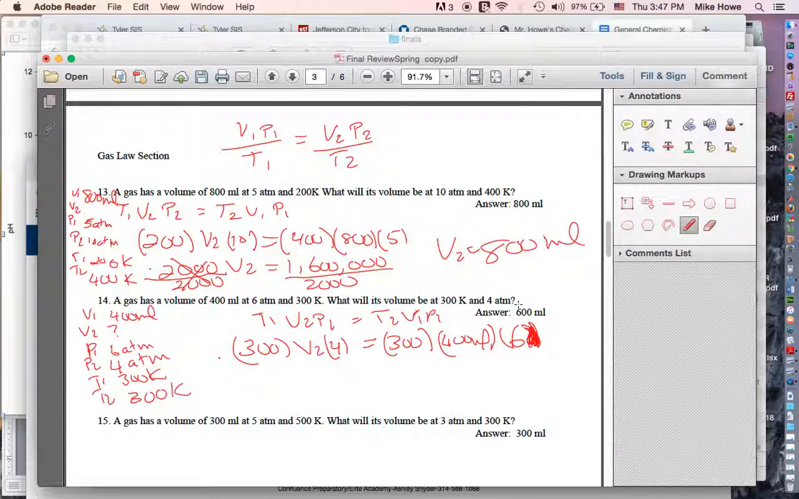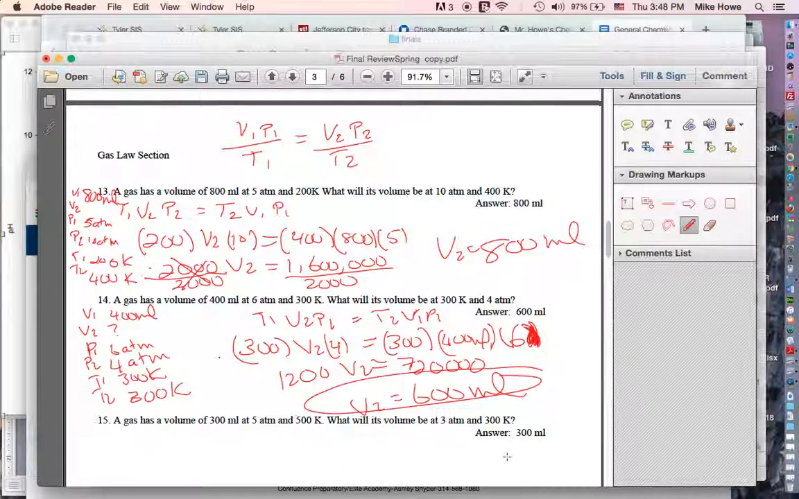Okay, so now on the side I'm going to do 300 times 400 times 6. So I get 720,000. And on this side, 300 times 4 is 1,200 V2. So I'm going to divide the 720,000 by 1,200. And my answer is 600. So V2 equals 600 milliliters.